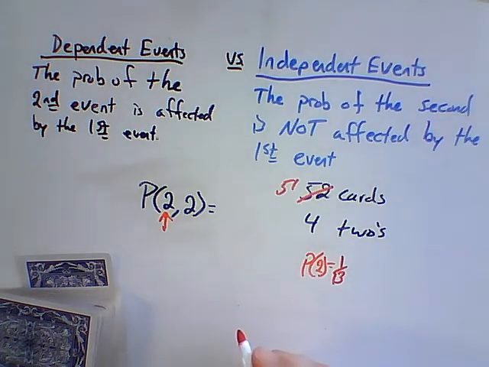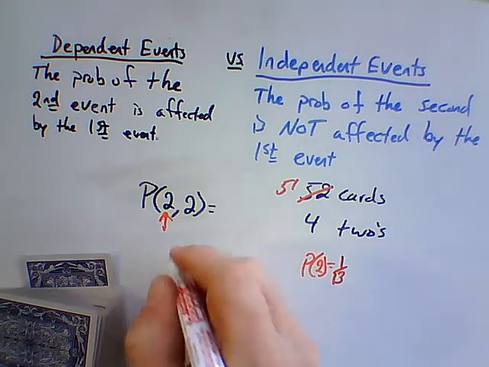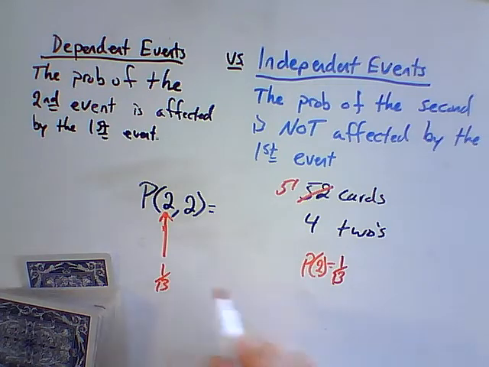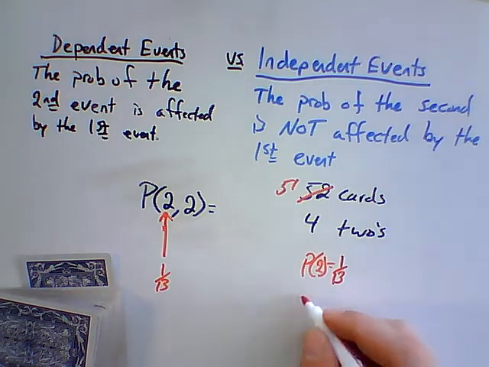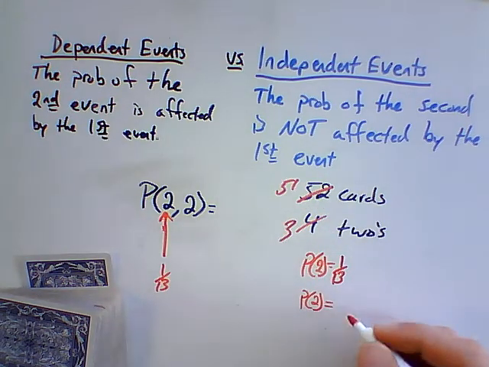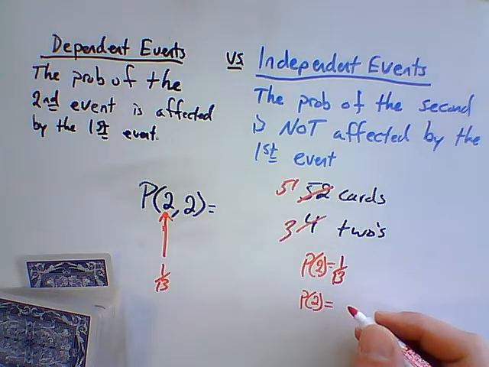That was before I did my first draw. But once I did this draw, now my probability of getting a 2 just changed. Now I have 3 2s left out of 51 cards, which of course reduces to 1 over 17. I just pulled it out of the back of my head. I think that's right. Yeah, 1 out of 17.